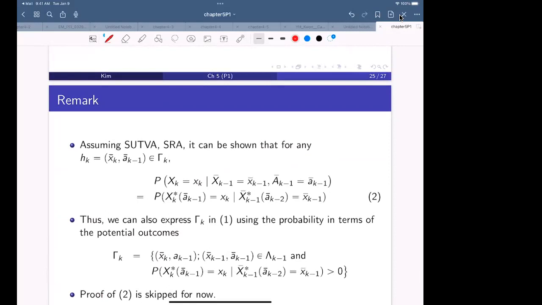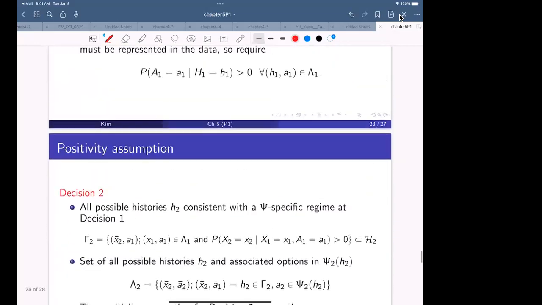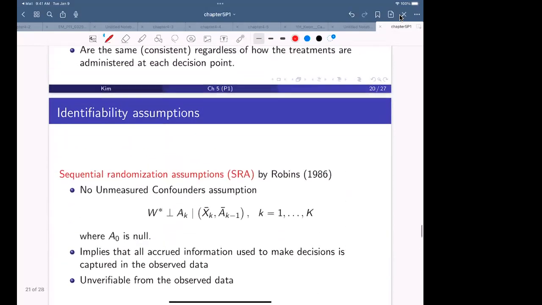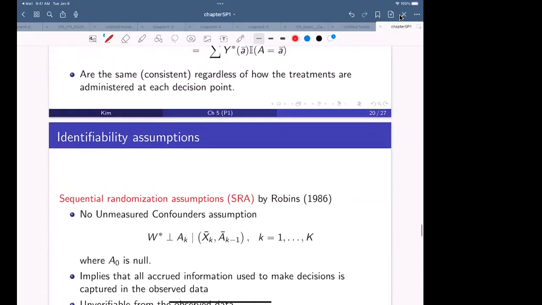So using the potential outcome, if you can actually have that A in the data, no problem. Something like that. So that's the whole idea of the identification, how you can really characterize. Actually, that is quite important.